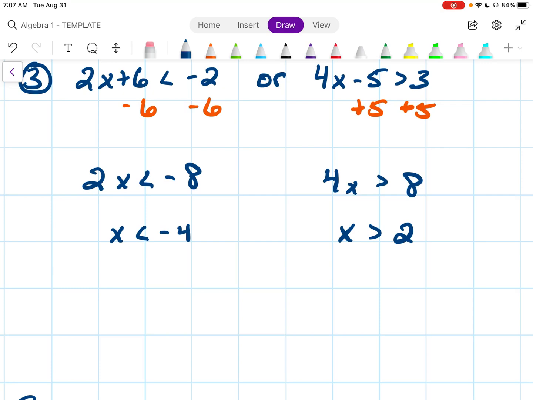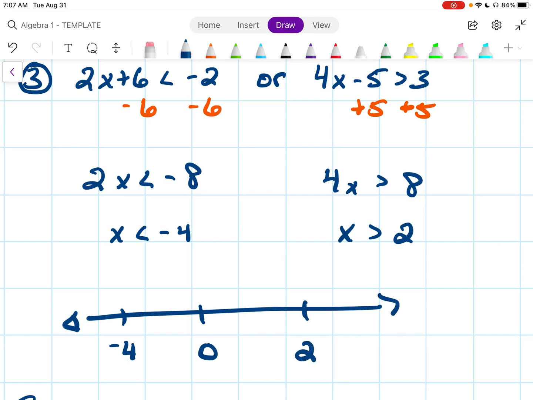So I'm going to draw my number line. I'll have a -4 on it. I'll put 0 on it, and I'll put 2 on it. Starting off at -4, it's going to be an open circle, and it says x is less than, so I'm going to be shading to the left. Then at 2, it's going to be an open circle, and I shade to the right because x is larger than.